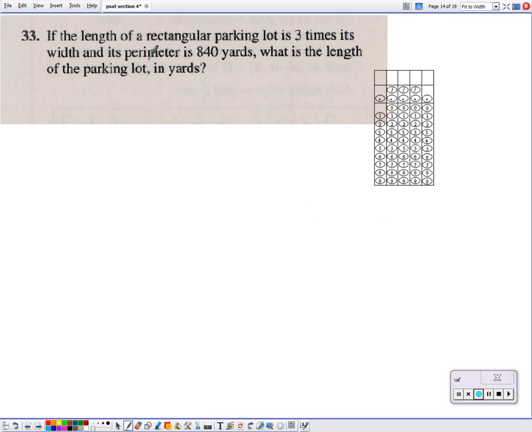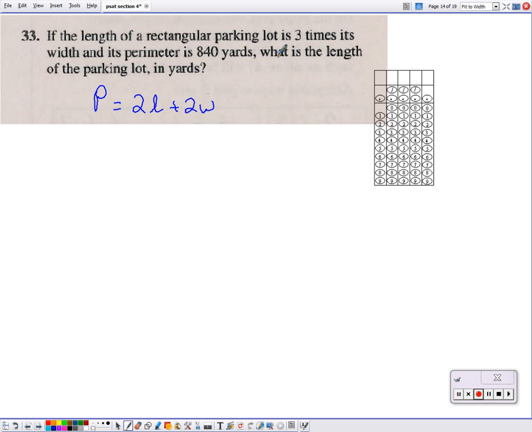If the length of a rectangular parking lot is 3 times its width, and its perimeter is 840 yards, what is the length of the parking lot in yards? Okay, we want to remember that perimeter is equal to 2 lengths plus 2 widths. And because it tells us that the length is 3 times the width, you want to think to yourself, which one is bigger? Well, the width is bigger.